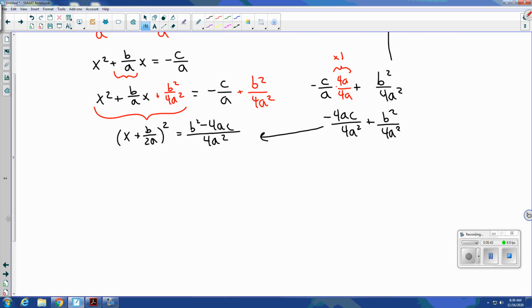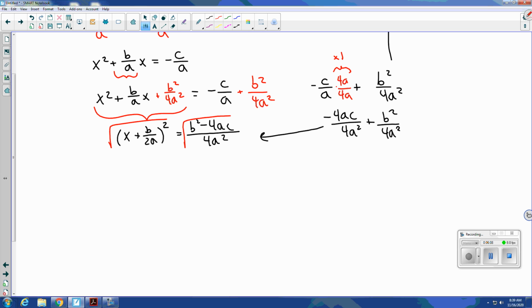At this point in the derivation of the quadratic formula, I have reformatted the standard form equation so that now I can solve directly for x using just inverse operations. So to isolate x on the left side, I first have to get rid of that squared exponent of 2. And I can do that by taking the square root of both sides.